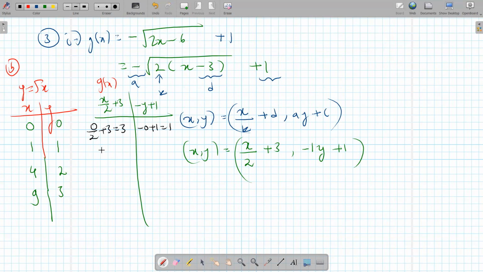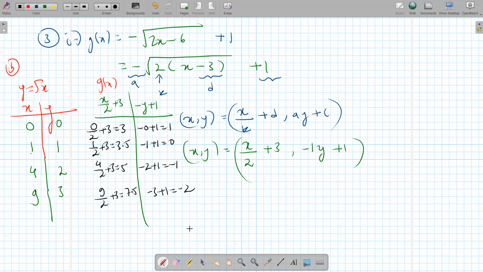For the second one, you see that x, replace that with 1. It's going to be 1 over 2 plus 3, which is 3.5. -1 plus 1 is 0. 4 over 2 plus 3 is 5. -2 plus 1 is -1. 9 over 2 plus 3 is 4.5 plus 3, 7.5. And this one will be -3 plus 1 equals -2. There we go. That's the answer to part B.